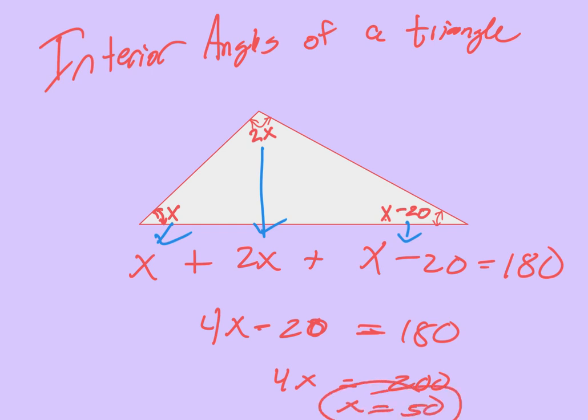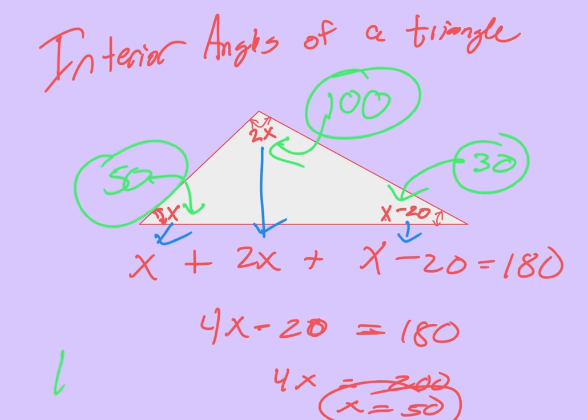If I plug that back in, this angle is 50. This angle is 2 times 50, which is 100. This angle is 50 minus 20, which is 30. 30 plus 100 plus 50, 180 degrees in a triangle.